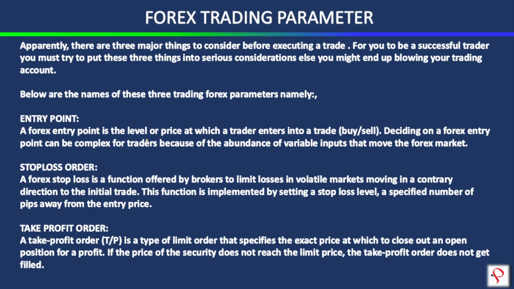So apparently this means that for you to be able to execute a trade, you have already identified how much you're willing to risk on that trade. That is where your stop loss value comes in. Now let's talk about the take profit. The take profit, or TP, is a type of limit order that specifies the exact price at which to close out an open position for a profit.